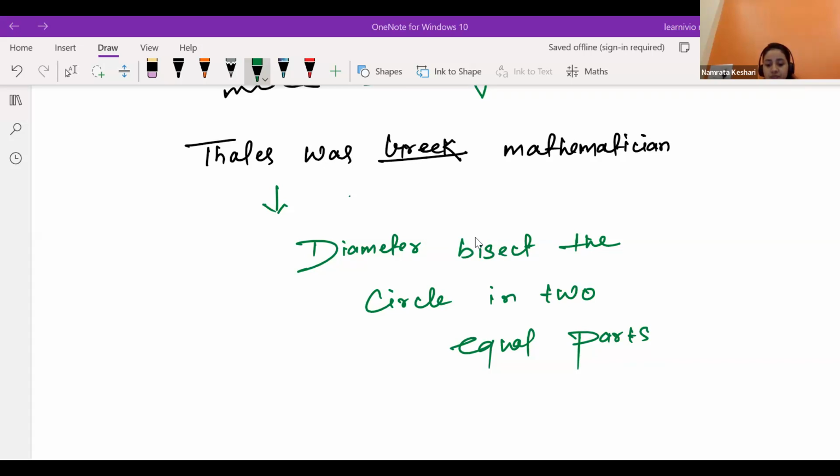Things which are equal to the same thing are also equal to one another. If equals are added to equals, the wholes are equal. If equals are subtracted from equals, the remainders are equal. Things which coincide with one another are equal to one another. Yes, please wait. Can you please turn on your camera first? Everyone, please turn on your camera first. Yes, Farhan, please continue. Things which coincide with one another are equal to one another. The whole is greater than the part.